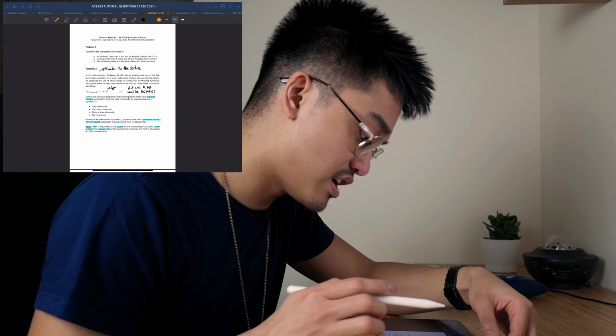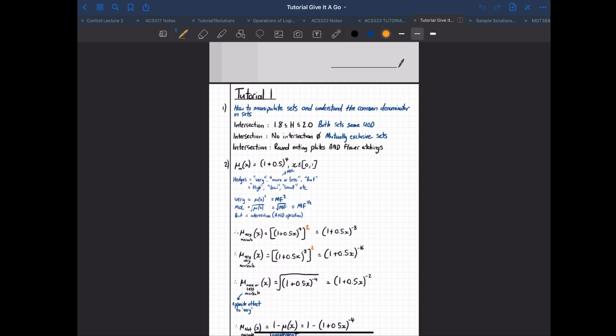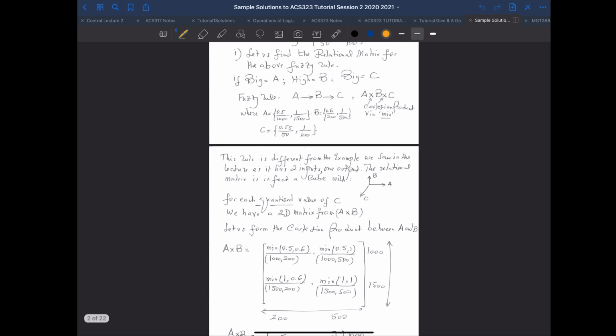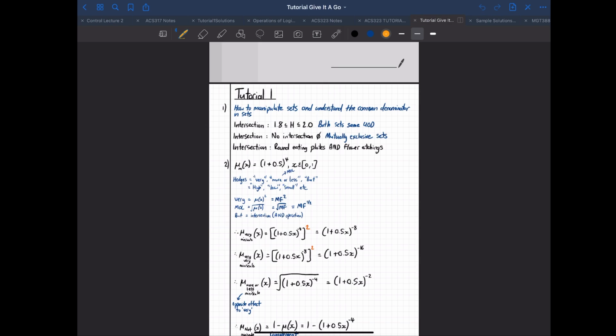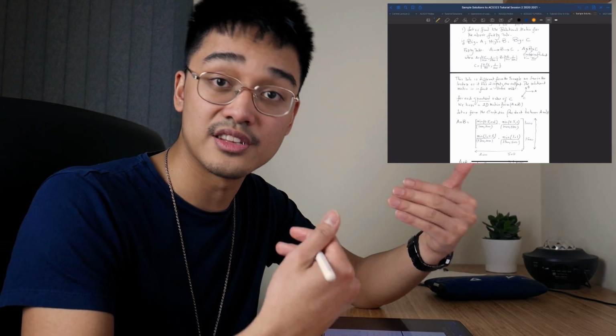Also, after the lecture, I would do the tutorial sheets. So I would read the questions, give it a go, and then see the solutions. Then I would read the questions, give it a go, read the solutions, and iteratively change between those 3 steps. And that's what helps me learn this module.